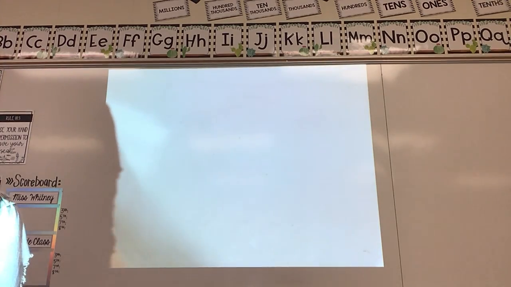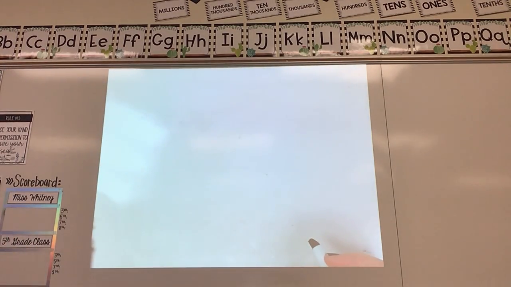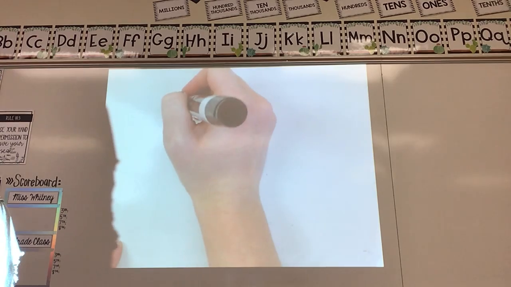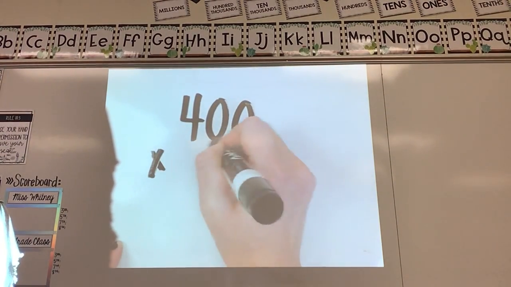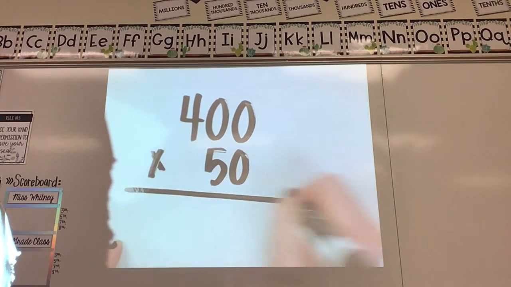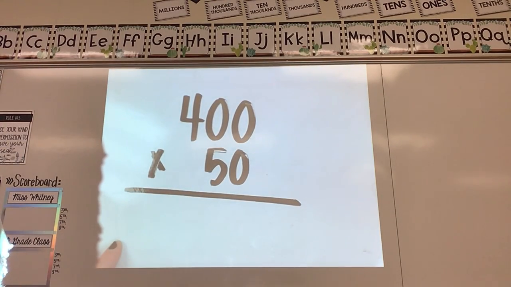Let's keep on going. Now this next one could either be really easy or really hard depending on if you use your trick or not. Let's see if you can remember your trick. 400 times 50. All right, go ahead and pause and solve. You should have already solved this. Hopefully now you're just checking to see if you got the right answer.